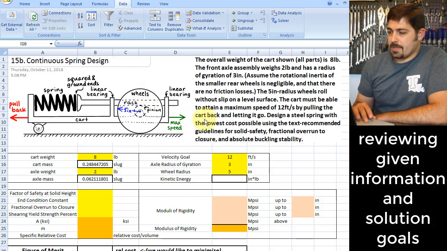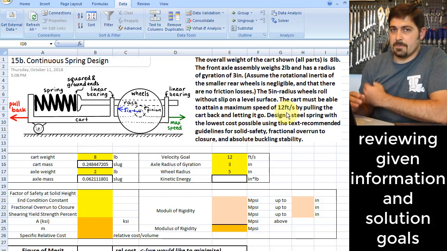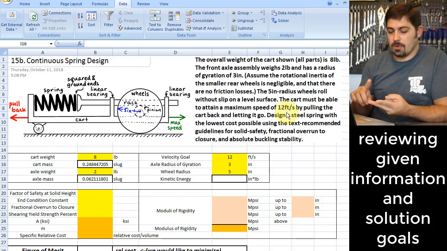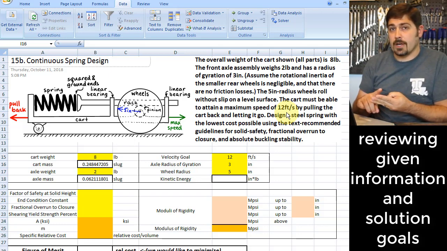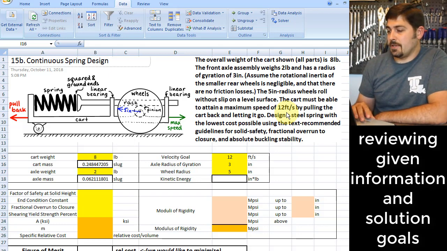It has to be able to attain 12 feet per second, and we need to design a steel spring that's going to limit us to a few different options. Essentially, that's going to be a hard-drawn spring, or an oil-quenched spring, or a music wire kind of spring if we want something that's more of a plain kind of steel. We're going to limit ourselves to that for just now, to limit the amount of work we have to do for this problem.